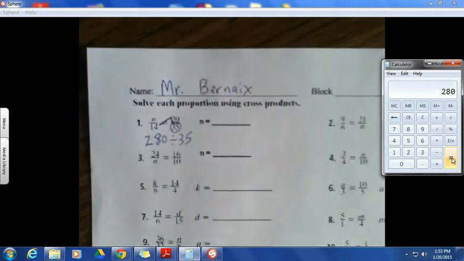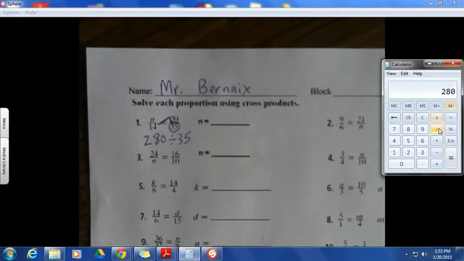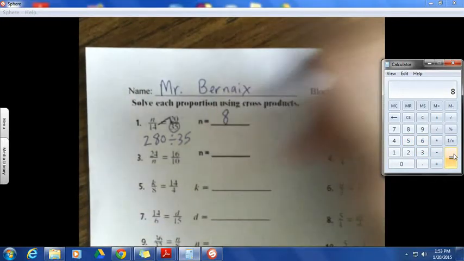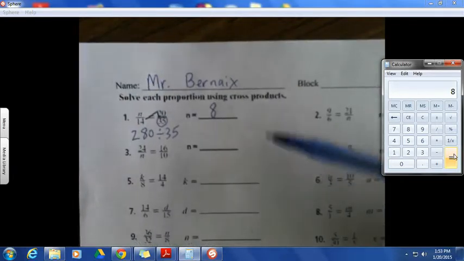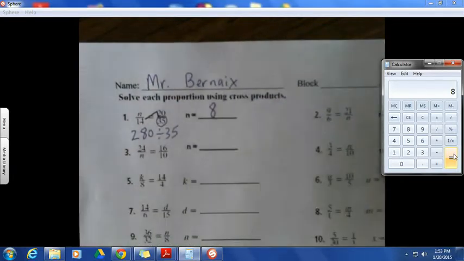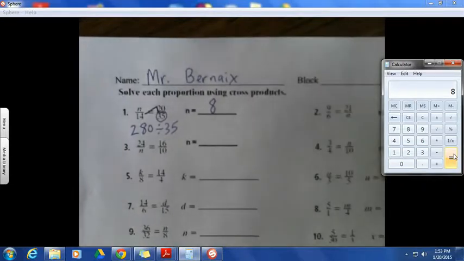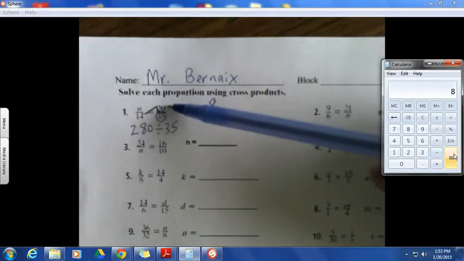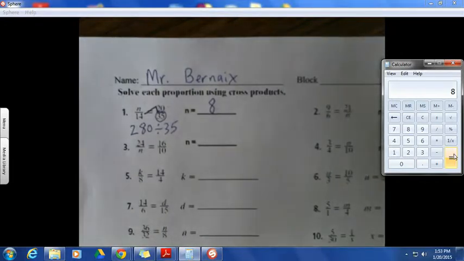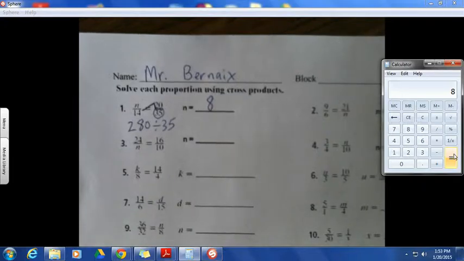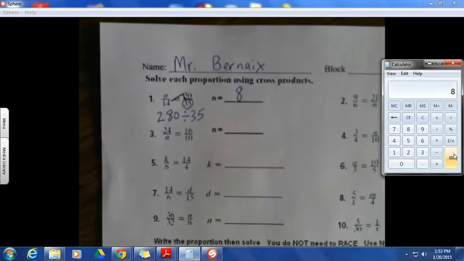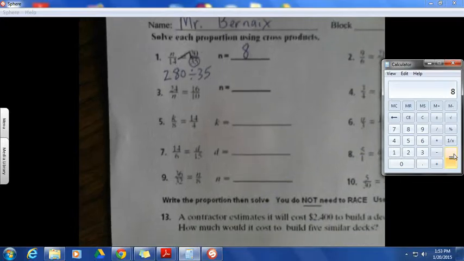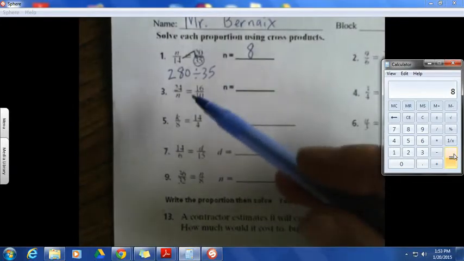So 280 divided by 35 equals 8. So our missing number, n, is 8. So in other words, this says that 8 over 14 is equal to 20 over 35. These are equivalent fractions or ratios. So that's number 1.